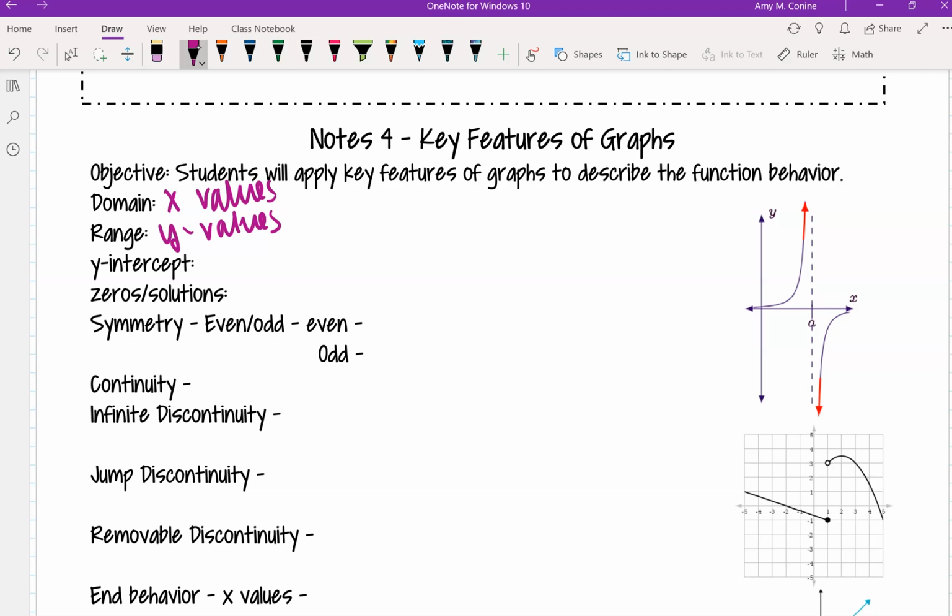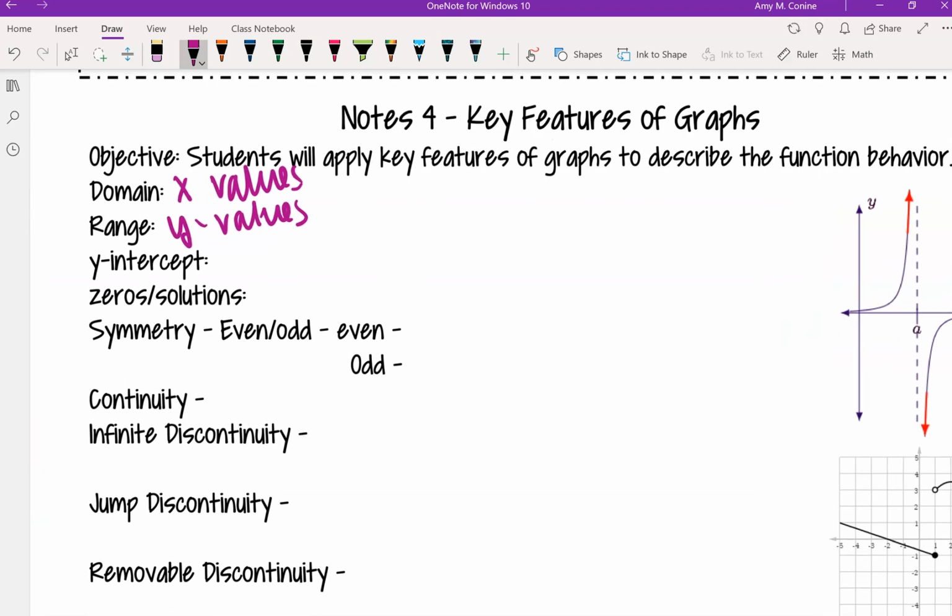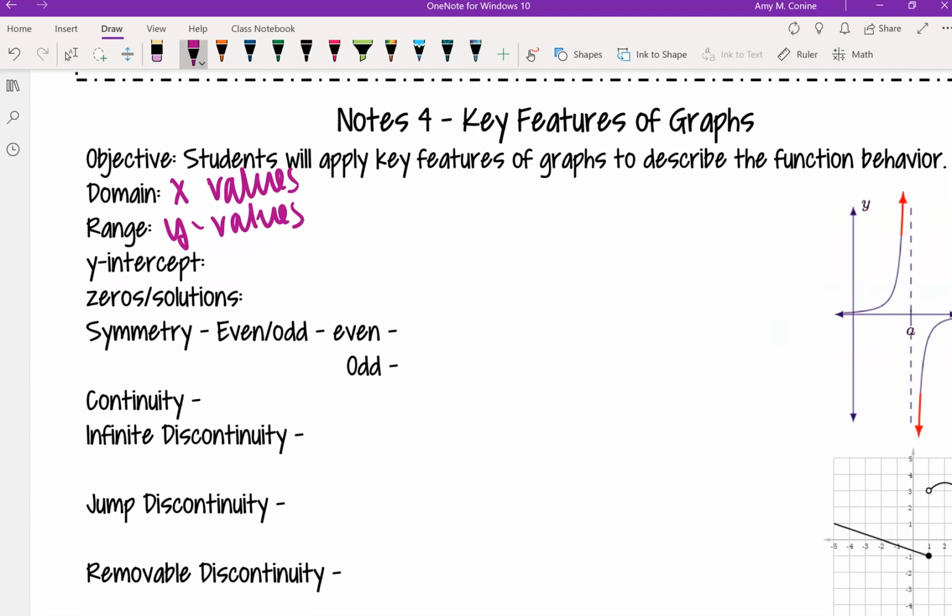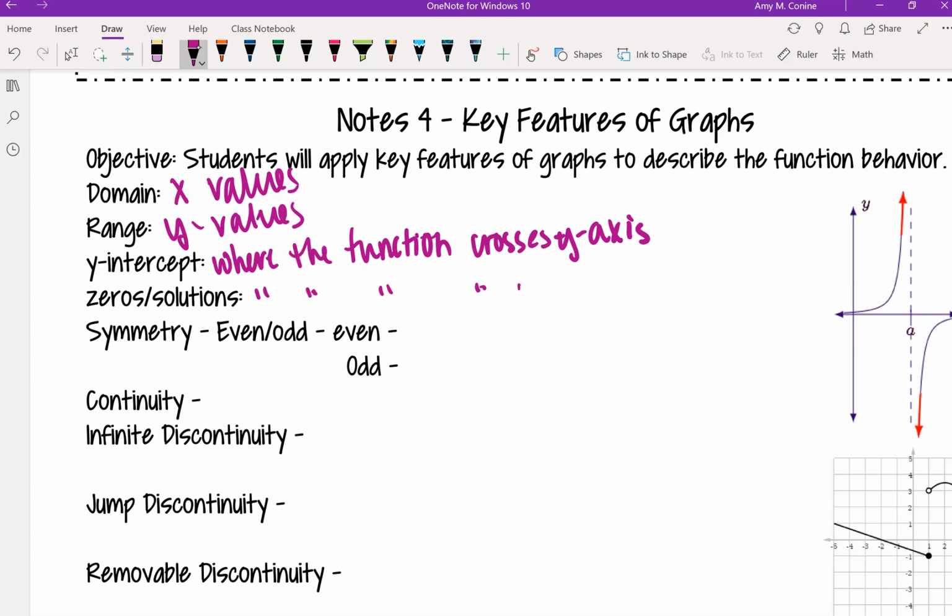Some of these are going to be refreshers, reviews. So like y-intercept, that's where the function crosses your y-axis. You know that. That's something that you've seen since Algebra 1. Zeros and solutions, again, where the function crosses the x-axis, we call them solutions and zeros.